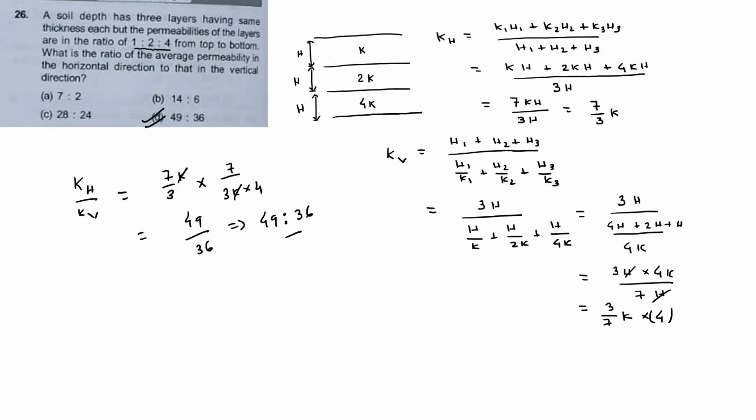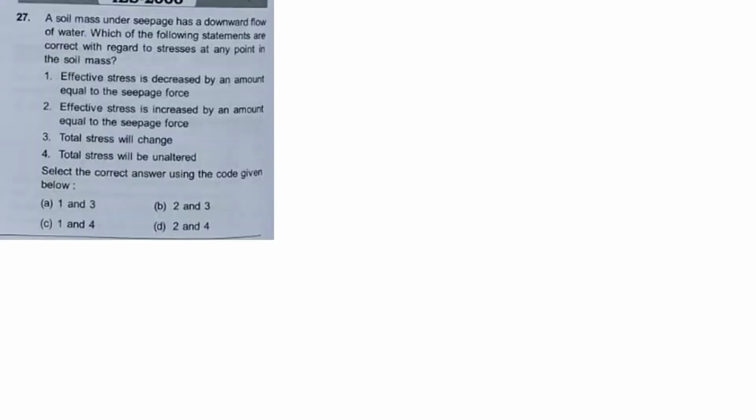The answer is D. Next question is question number 27. A soil mass under seepage has a downward flow of water. Which of the following statements are correct with regard to stresses at any point in the soil mass? First statement: effective stress is decreased by an amount equal to seepage force. So the soil mass under seepage has downward flow.